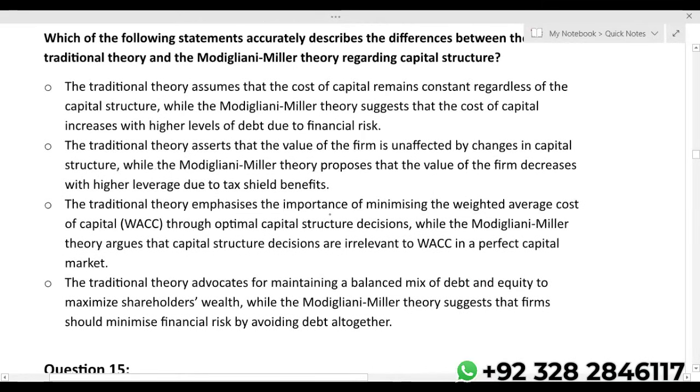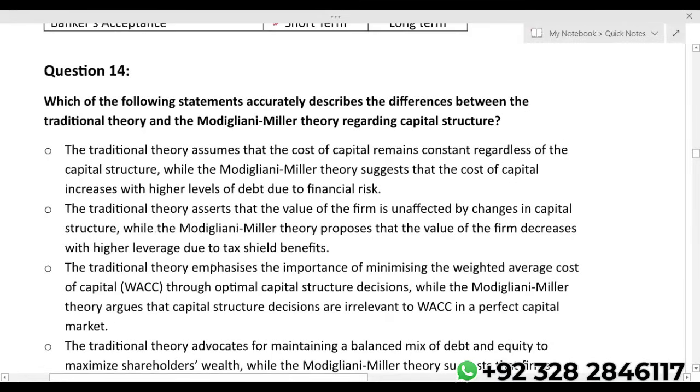Wow, this multiple choice looks very big. Which of the following statements accurately describes the difference between the traditional theory and the theory regarding capital structure? If you recall the traditional theory, according to it, organizations should maintain a balance between debt and equity, and by keeping that balance they try to reach a capital structure where the cost of capital is as low as possible.